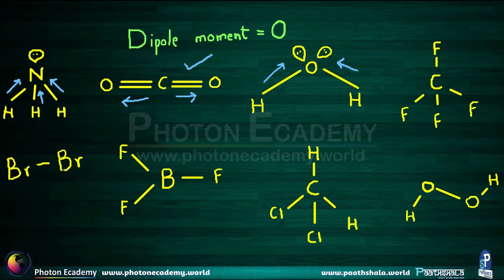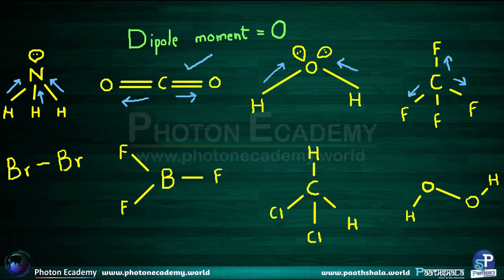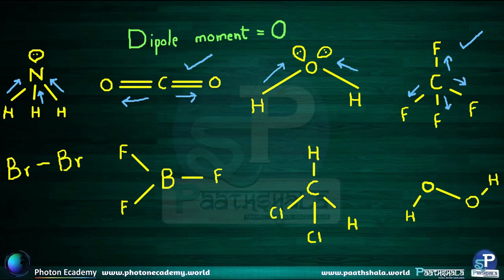CF4 molecule is a tetrahedral molecule and the C-F bond is polar by nature, and the bonds can be said to have an individual dipole moment represented in the following manner, but the vector sum of the dipole moment is going to be 0, giving a non-polar molecule. When it comes to the bromine molecule, which is a diatomic molecule composed of two bromine atoms, there is no difference in the electronegativity of the two bromine atoms, and thus this is a non-polar molecule.